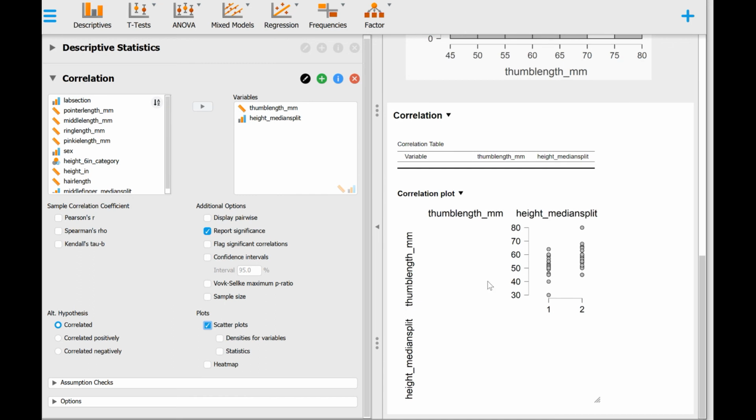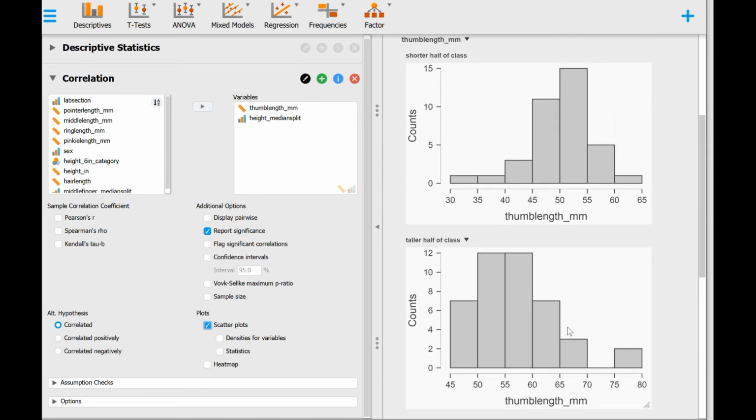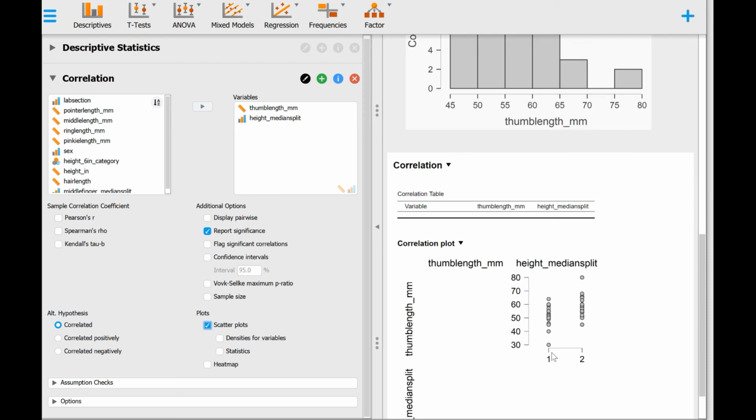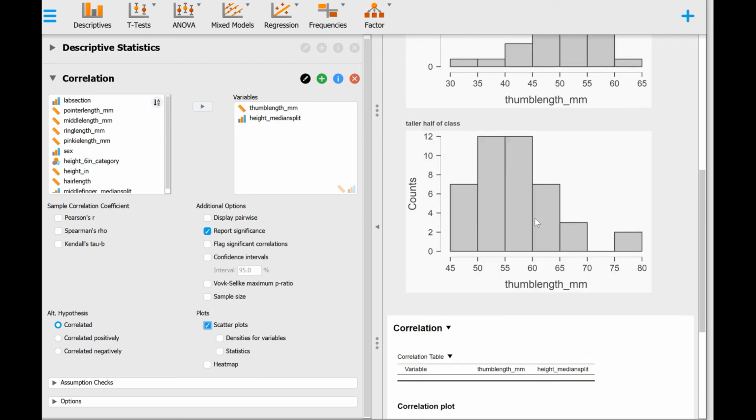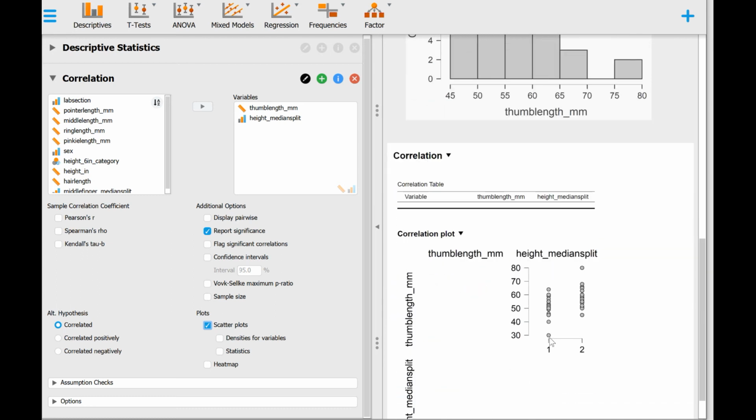This plot right here is actually showing all of the same data as these two histograms combined. The information for the shorter half of the class is represented here. The numbers that we saw from 30 to about 65 are in group 1, the short half of the class. Theirs go from about 30 to 65, so it's just been plotted. They're all right here, stacked on top of each other.